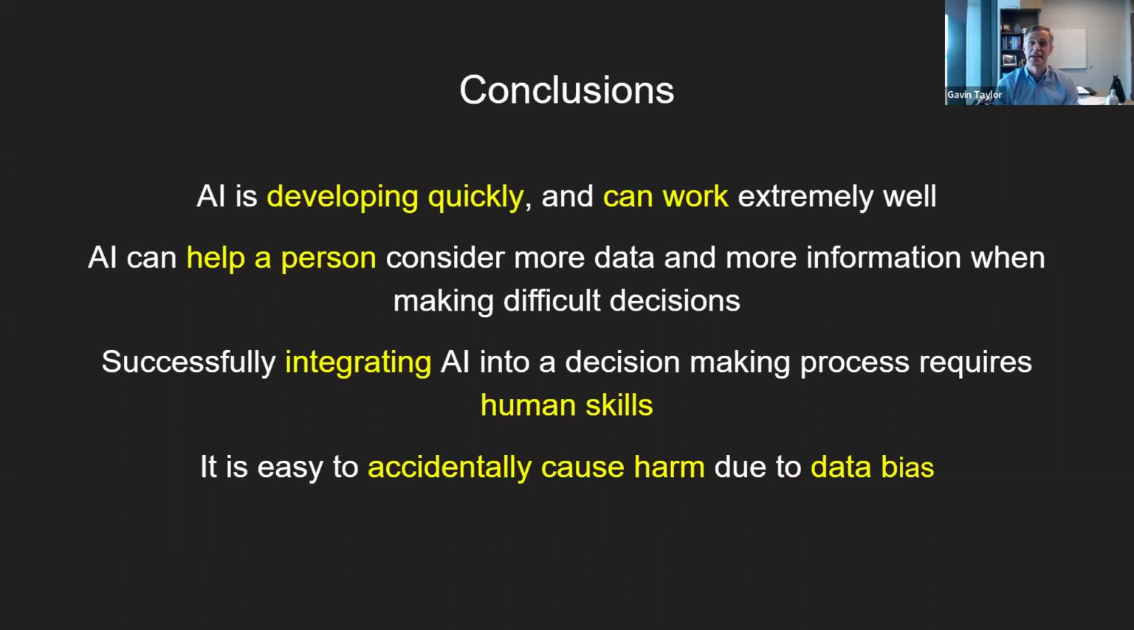Third, integrating AI is a very, very human process. The ability to make it so that artificial intelligence works capably with humans is a difficult problem. And lastly, it is easy to accidentally cause harm by having some biased data in ways that you were not expecting. So that's the end of my time.